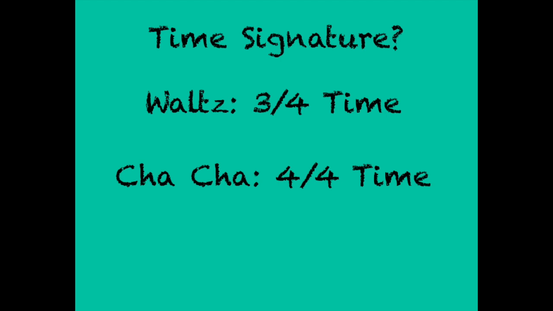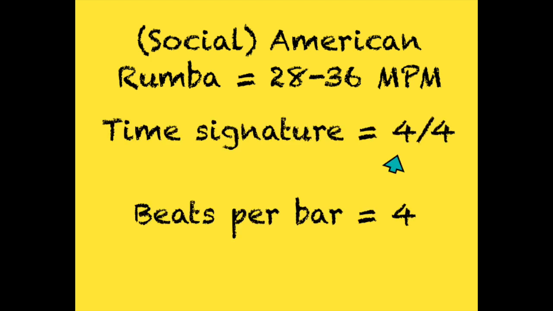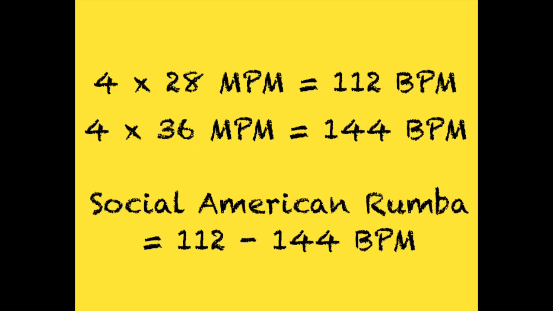For example, waltz is in 3/4 time and cha-cha is in 4/4 time. So the beats per bar is going to be that top number. So for waltz it would be 3 and for cha-cha it will be 4. In this case, since we're going to play around with a rumba song, which is in 4/4 time, we'll multiply by 4 to convert our range to BPM, which turns 28 to 36 measures per minute into 112 to 144 beats per minute.